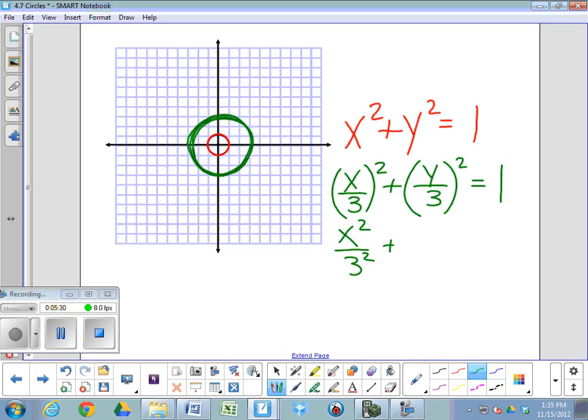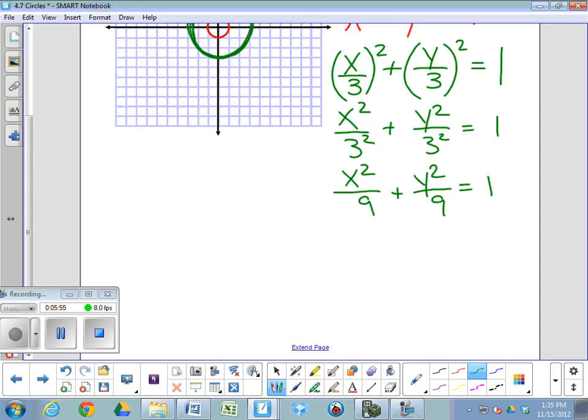In the next one, square the top, square the bottom. You know what you're going to get down there? 9. You get x squared over 9 plus y squared over 9 equals 1. I can take that 9 over to the other side. Here's how. A little bit of fraction work here.